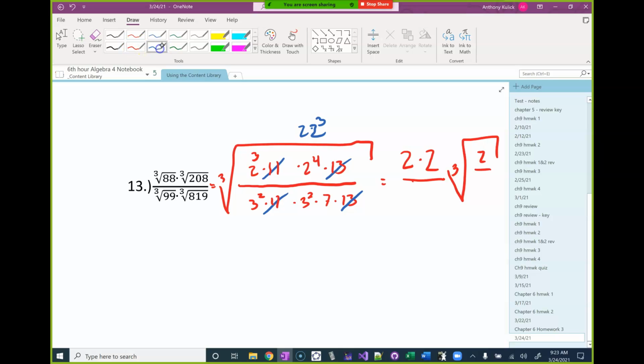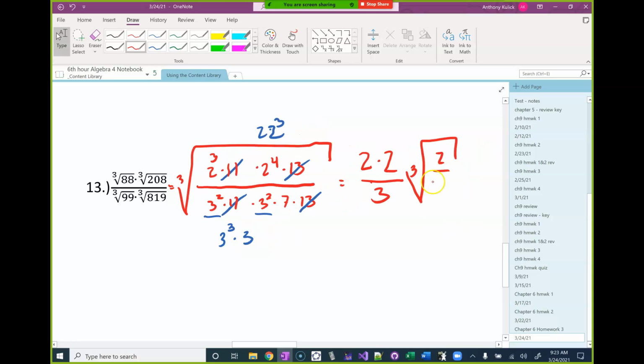And then if I look at the denominator, well, I have 4 3's, so I'm going to think about that again. It's like 3 squared times, or 3 to the third times 3. So there's another packet of 3 3's. And then I have that 3 and the 7 left in the denominator. So far, so good?